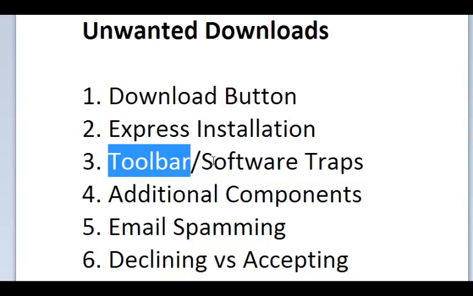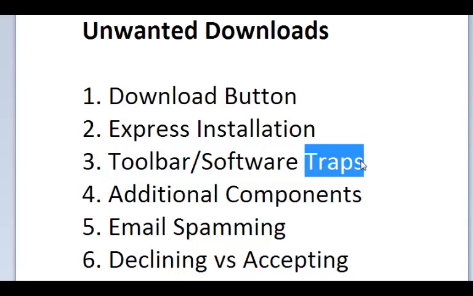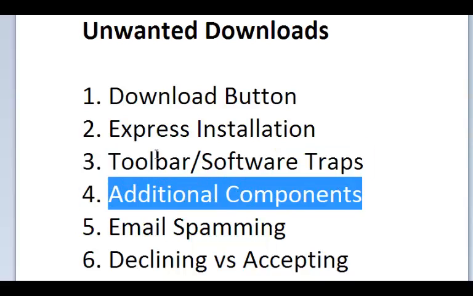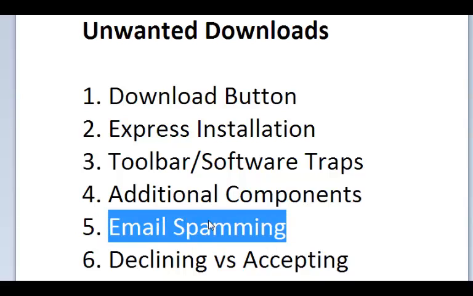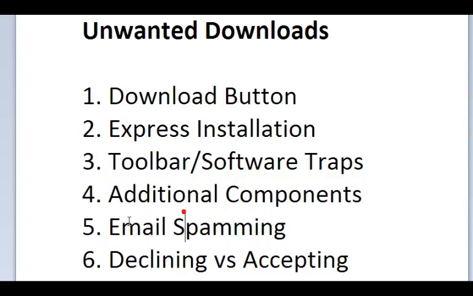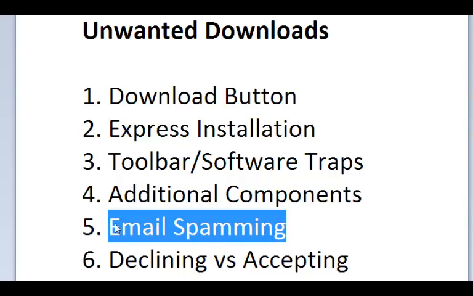Okay, then we saw the toolbar and software traps. How to avoid that, you just read each page in the installation wizard, okay? And then we saw additional components. Again, uncheck as many things as you can because you're probably not going to use all those things, and they're just going to clutter up your hard drive and make things really messy for you, and slow down your computer. Okay, and then we looked at email spamming, which is just a great way for them to get your email address at the end. Just don't give it to them unless you have to.